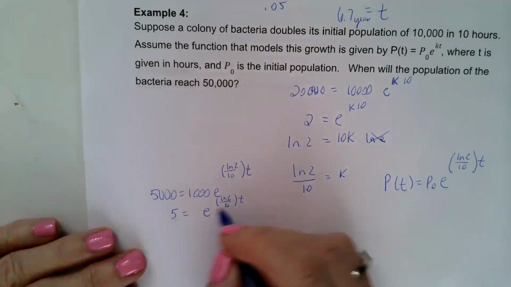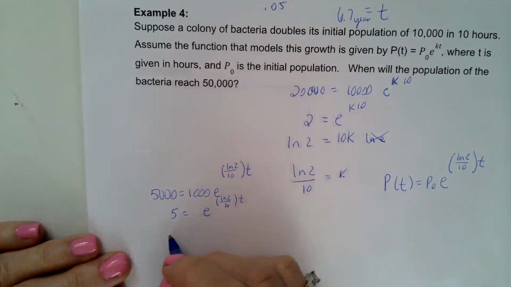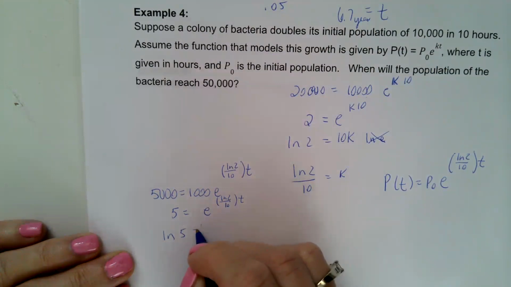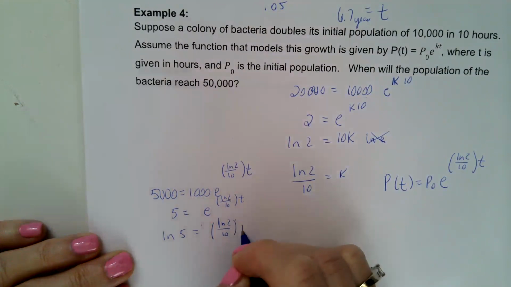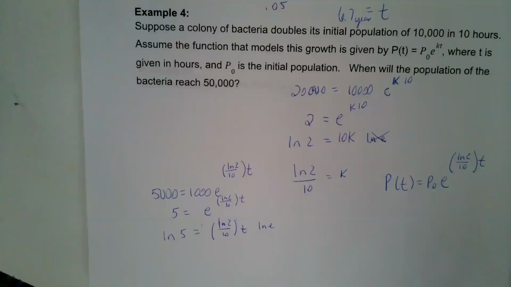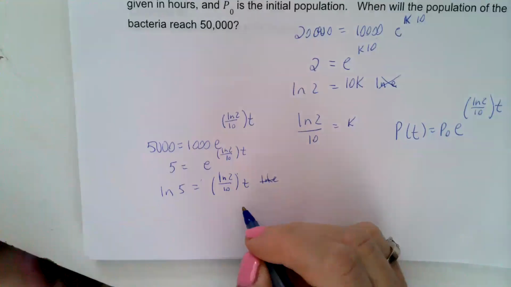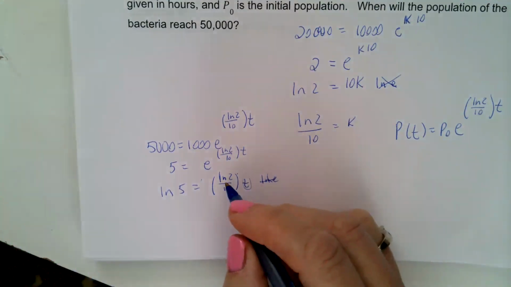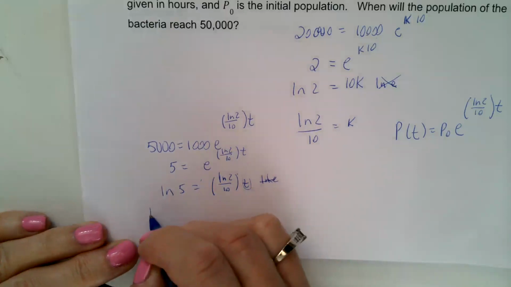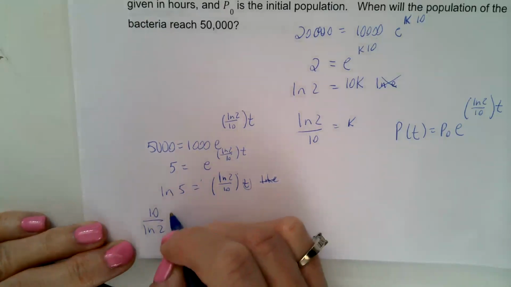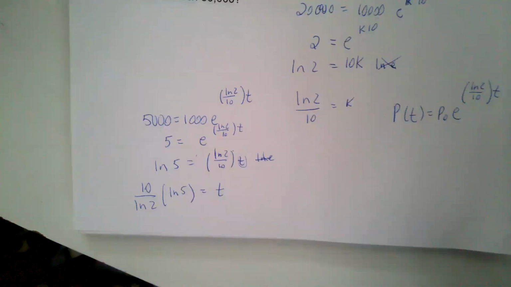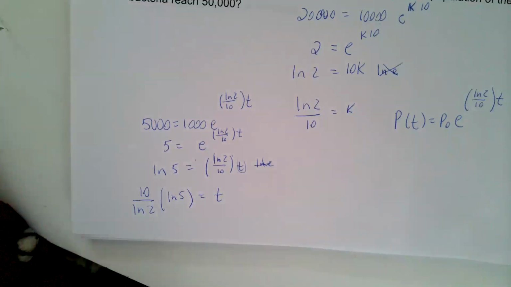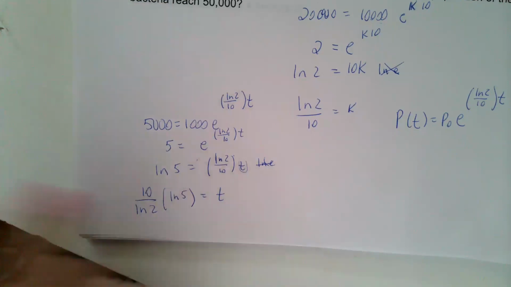And taking the natural log of both sides again, we get the natural log of 5 equals the natural log of 2 over 10 t times the natural log of e. And then to solve for t, we're going to divide by the natural log of 2 over 10, which is really multiplying by the reciprocal. So t equals 10 over natural log of 2 times natural log of 5.